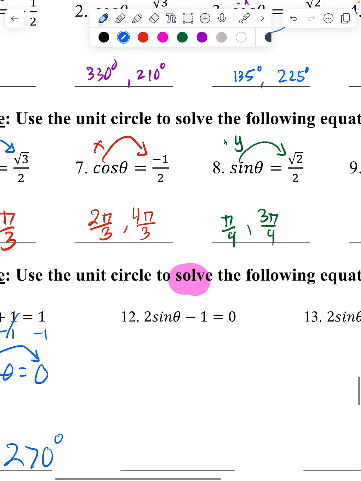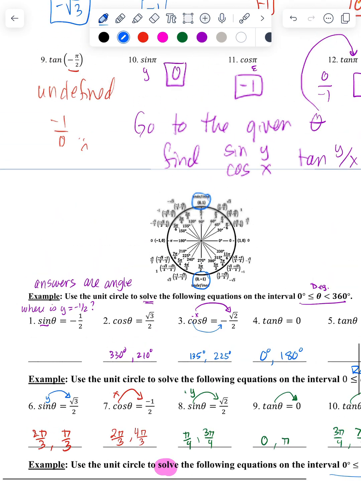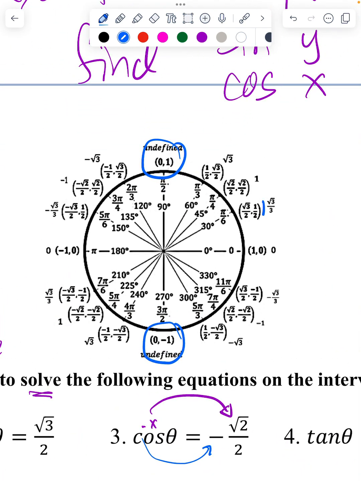Here I'm trying to solve for sine, so that's like my x. So I would add 1 and get 2 sine theta equals 1, and then I'm going to divide by 2. So now I'm looking on the unit circle, where is the y, because I'm looking for sine, 1/2. So I go up to see where my y is 1/2, here and here.